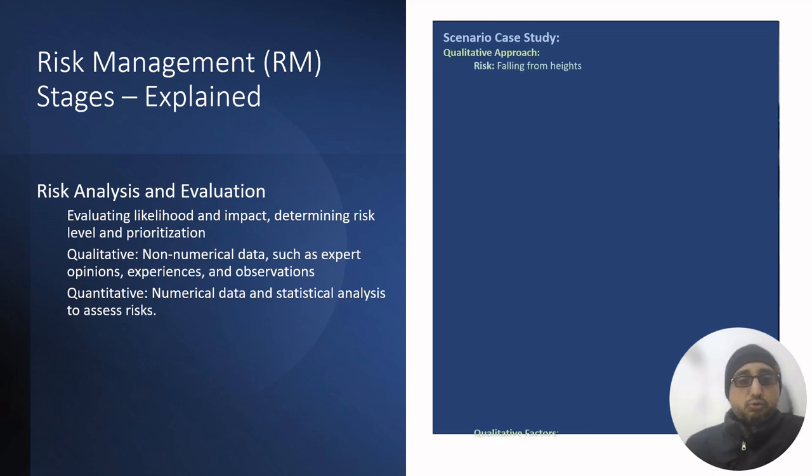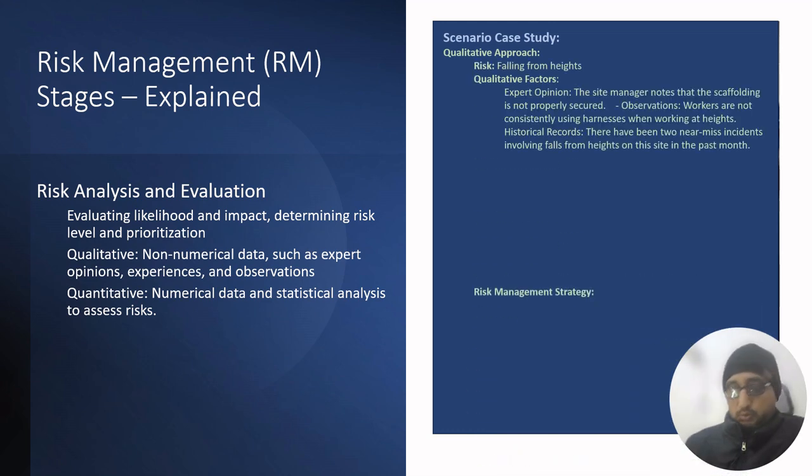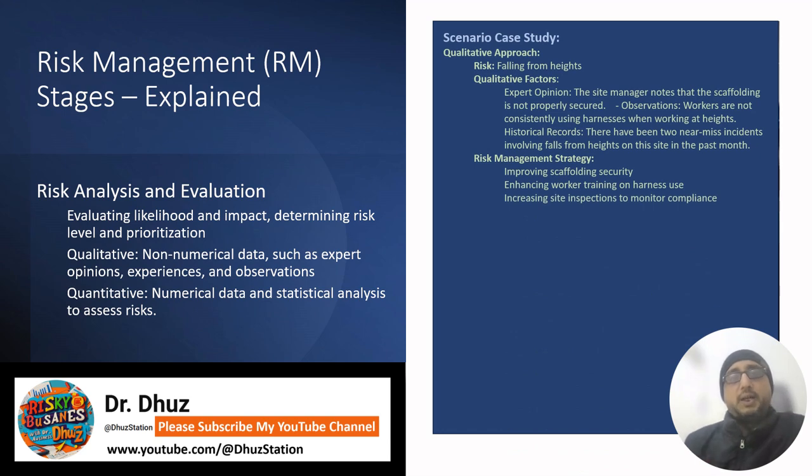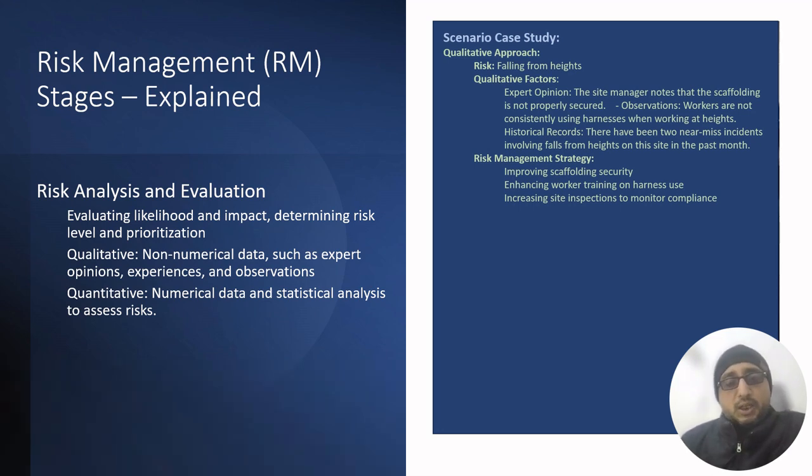Now we implement these two approaches on a scenario. Let's say we have a risk of falling from heights, and now we look at the qualitative factors. So we go to the site and we find that the scaffold workers are using a scaffold which is not secure because it is not erected correctly. Also, workers are not using full body harnesses. From the data, we came to know that there were two near misses related to falls from height.